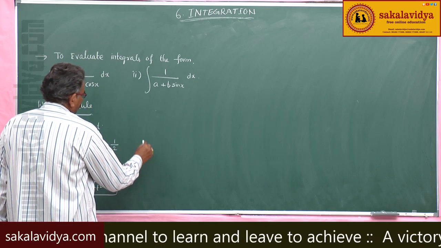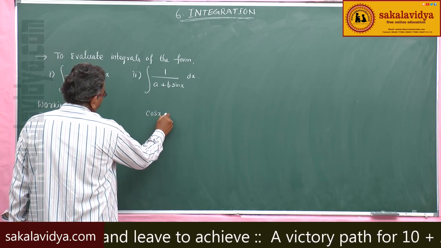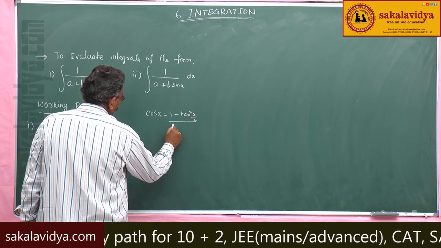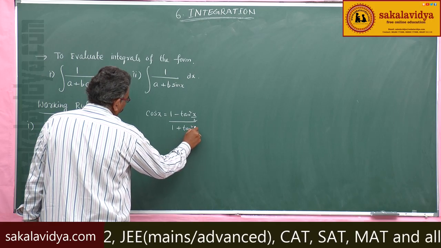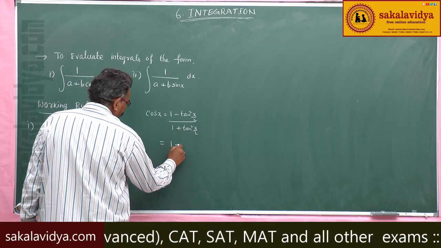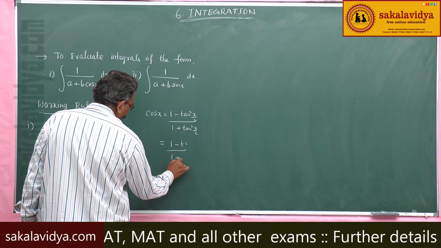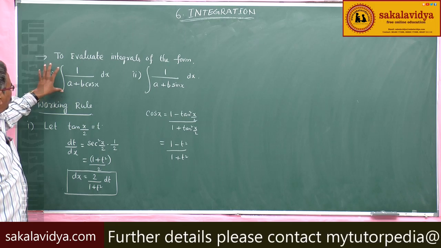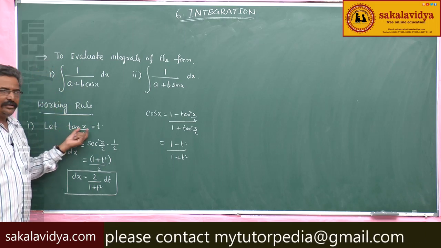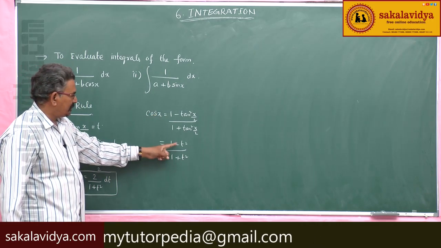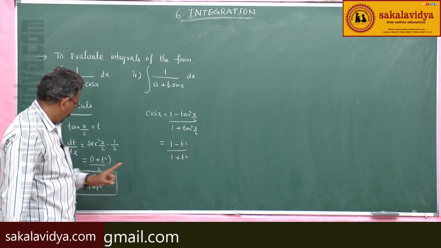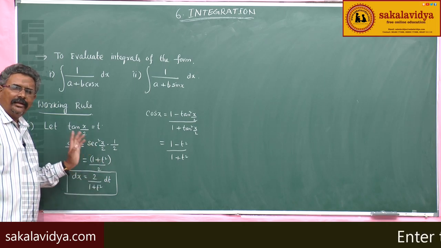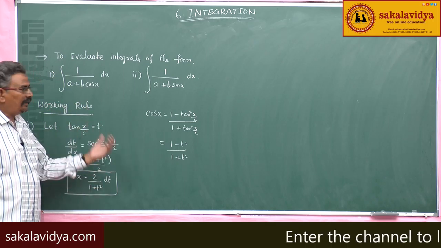And now cos x, what is cos x? Cos x is 1 minus tan square x by 2 by 1 plus tan square x by 2. So this is 1 minus t square by 1 plus t square. That means in order to find out the integral of the first one, say tan x by 2 is equal to t, put cos x is equal to 1 minus t square by 1 plus t square and replace dx with 2 by 1 plus t square dt, and then integrate using the known integral values.